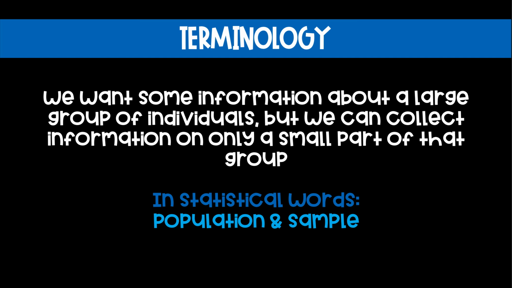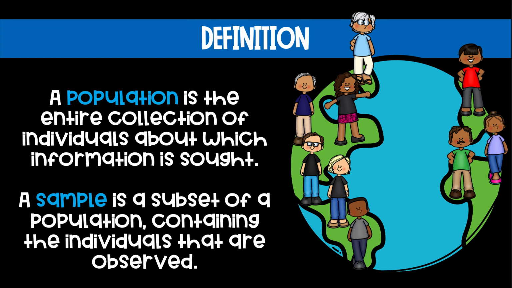I would like to go over some terminology. If we're having a large group of individuals and we want to collect information for the whole group of individuals, it's going to be hard. Instead, we collect information from a small part of that large group. In statistical words, we call the large group population and the small group that we collected information from the sample. Which takes us to our next definitions.